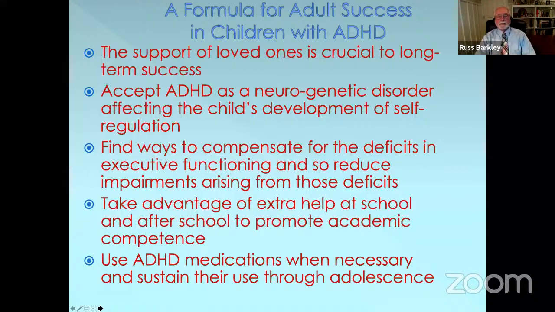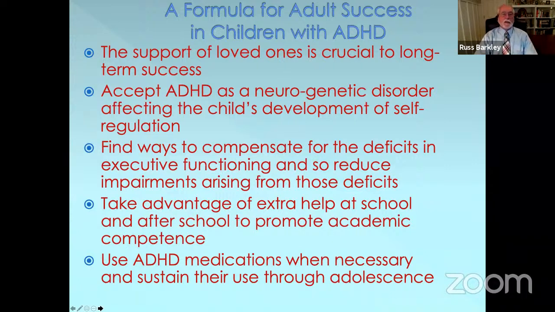Number one, they had loved ones who were in their corner supporting them all the way. They had accepted this unusual, unique child that they got and the neurodevelopmental disorder that went with it. They also got professional help and a proper diagnosis, and then got their children treatment as needed.